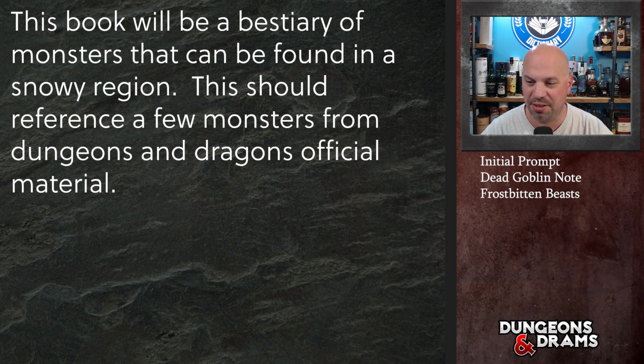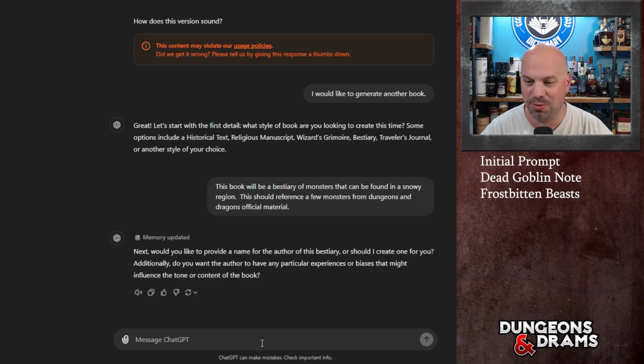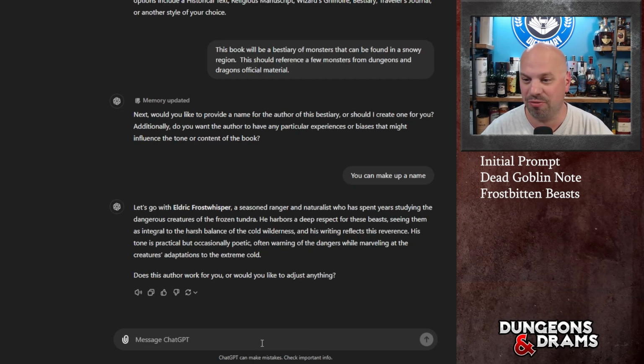This book will be a bestiary of monsters that can be found in a snowy region. This should reference a few monsters from Dungeons & Dragons official material. Next, would you like to provide a name for the author of this bestiary? No. They're going to go with Eldrick Frostwhisper. Good enough. I mean, I would probably workshop the name, but it doesn't matter.